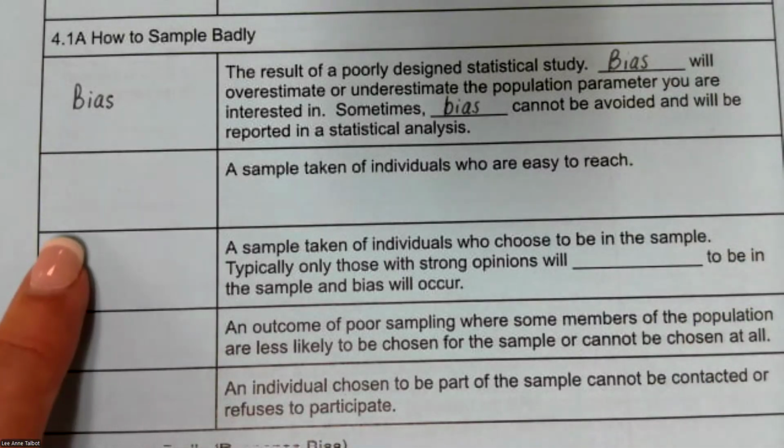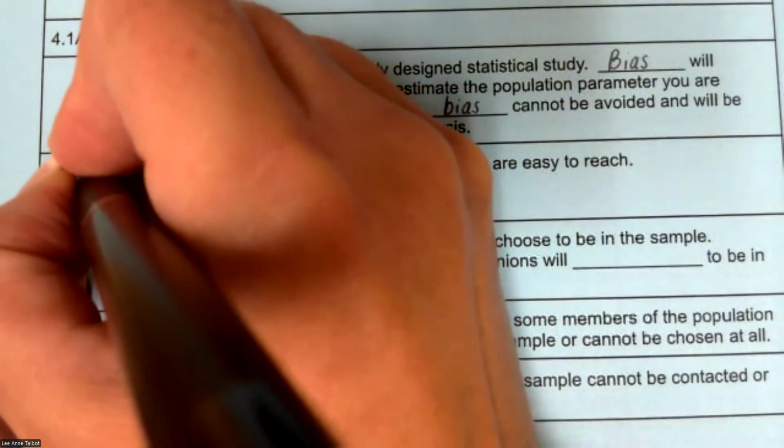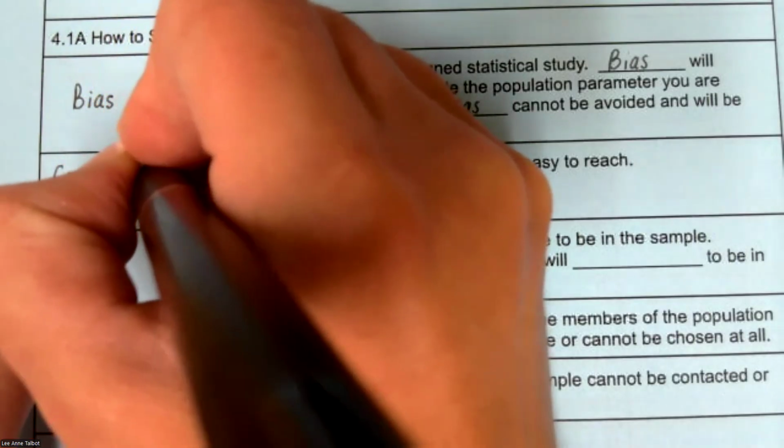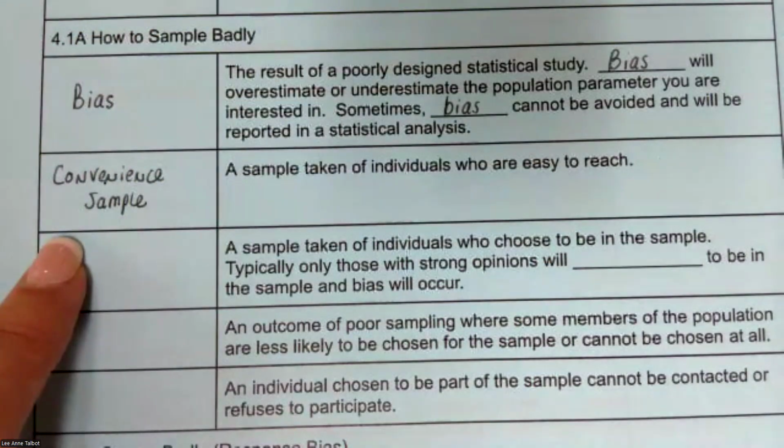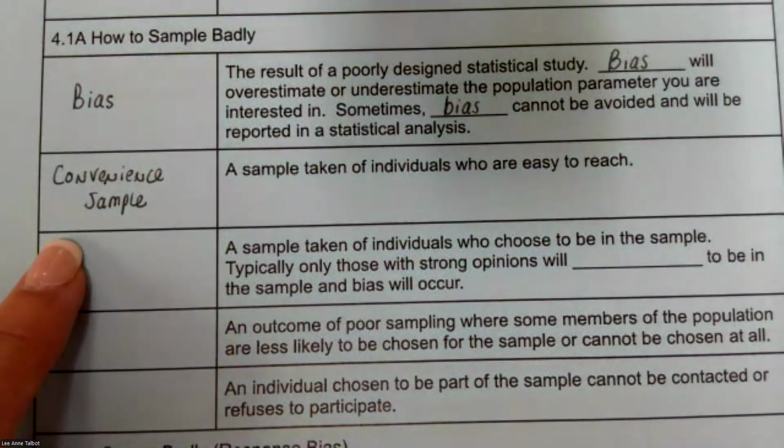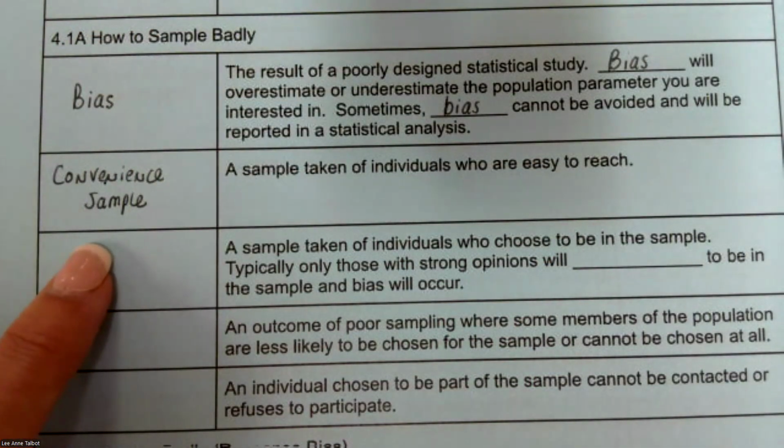Okay, a sample taken of individuals who are easy to reach. Does anybody know what that's called? Maybe in stats, it's called a convenience sample. A sample taken of individuals who are easy to reach.